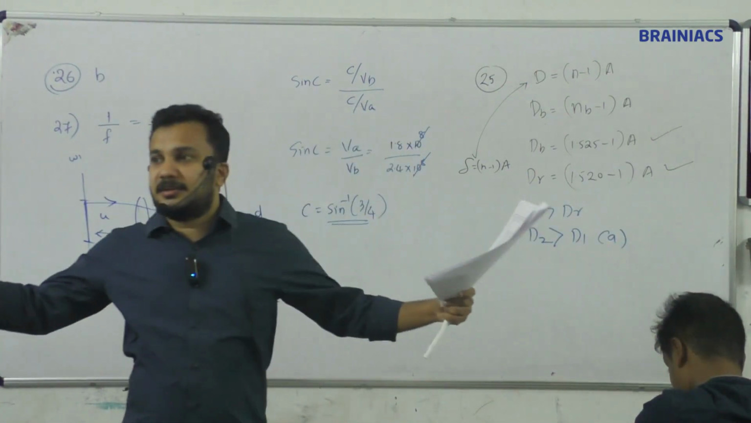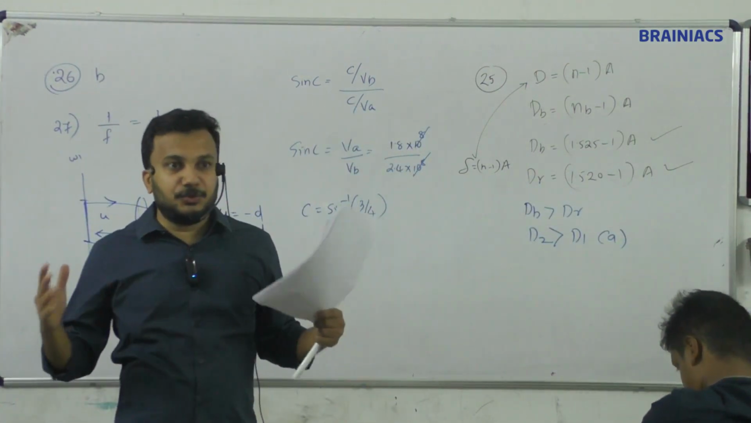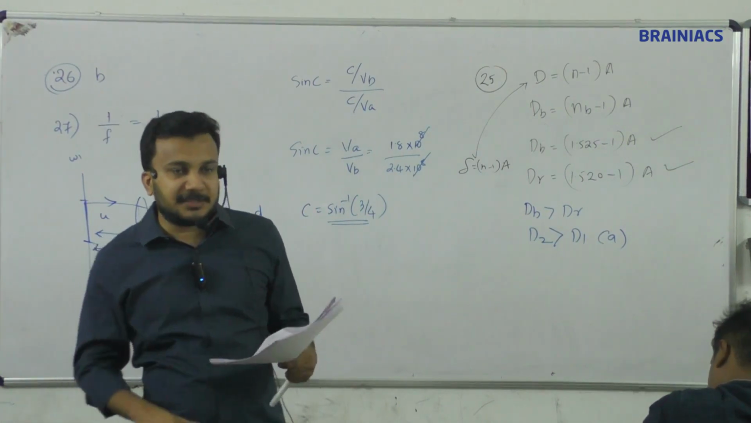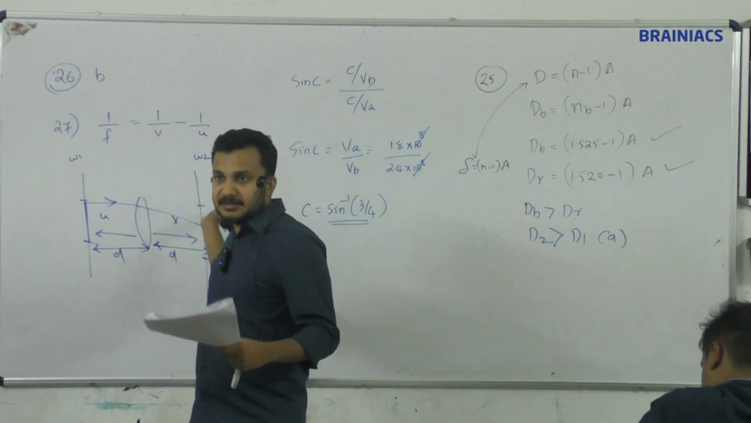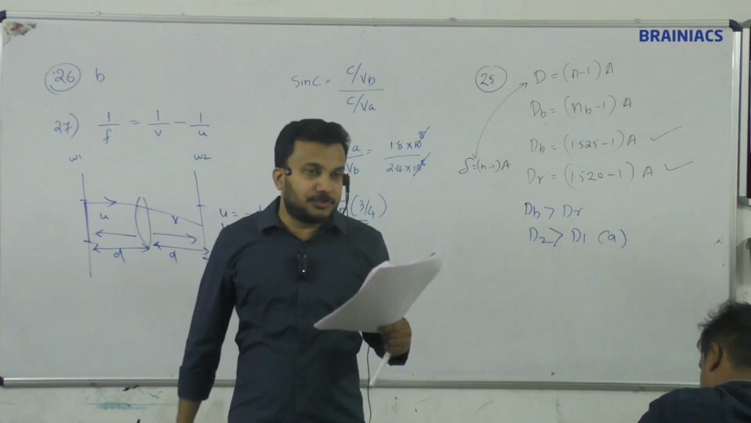This question's major concept: object and image of the same size form when the object and image are at equal distance from the lens. U is equal to V is equal to D. By sign convention, U is minus D and V is plus D. Question number 28.